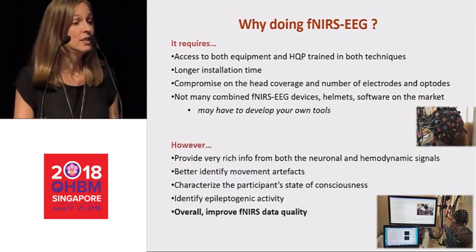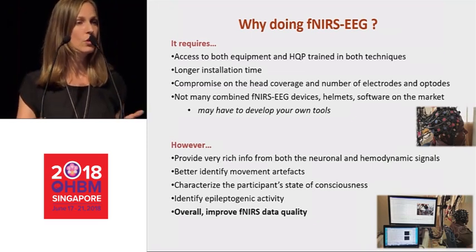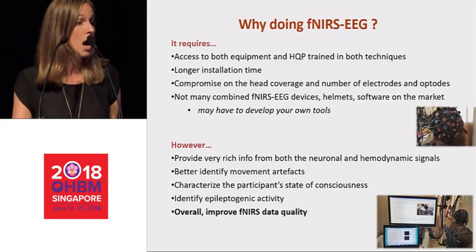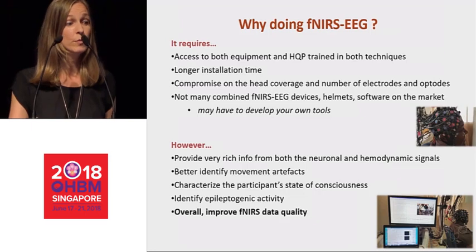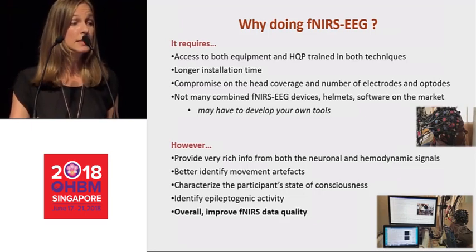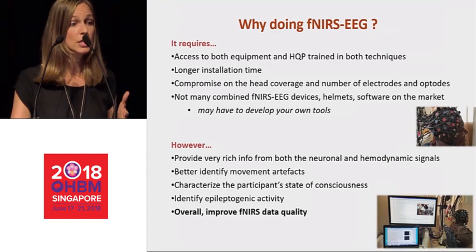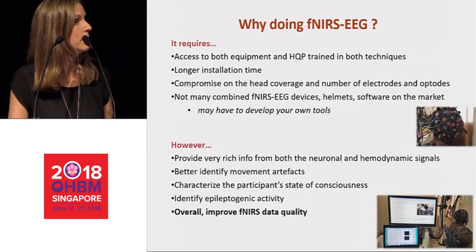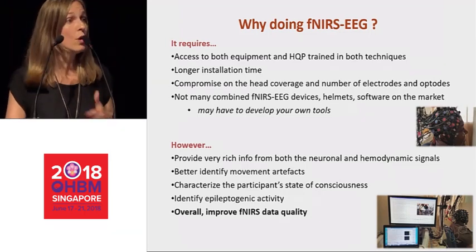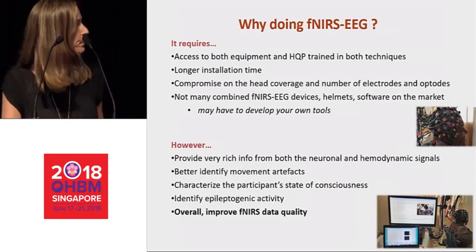However, using both techniques together will provide very rich information from both the neuronal and hemodynamic signals. Also, adding the EEG to fNIRS will help to better identify movement artifacts, will help to characterize the participant's state of consciousness, which is sometimes really hard to identify in babies or young children, and will help to identify epileptogenic activity, which is the topic of the talk. So overall, adding EEG to fNIRS will improve data quality.